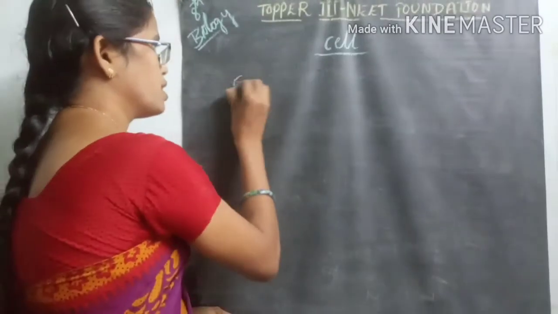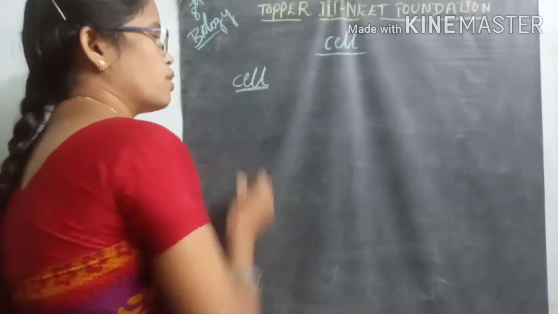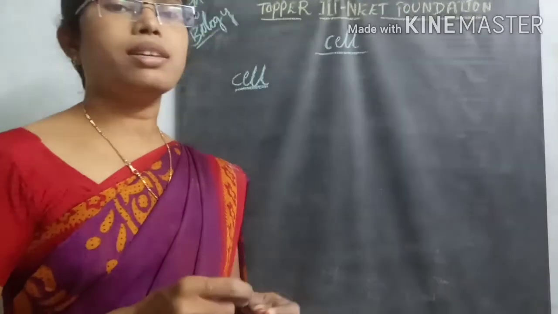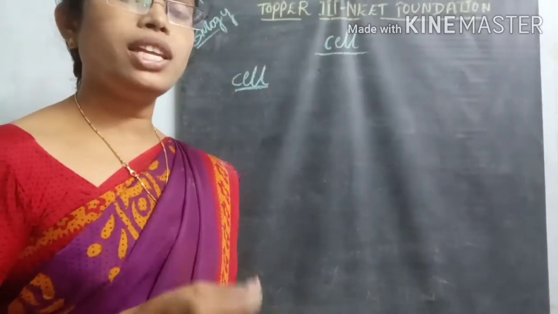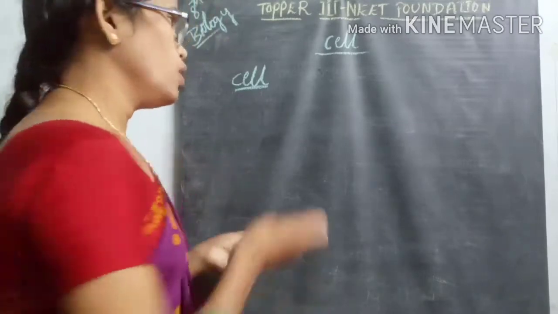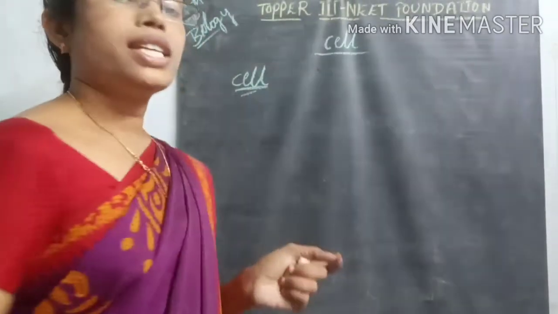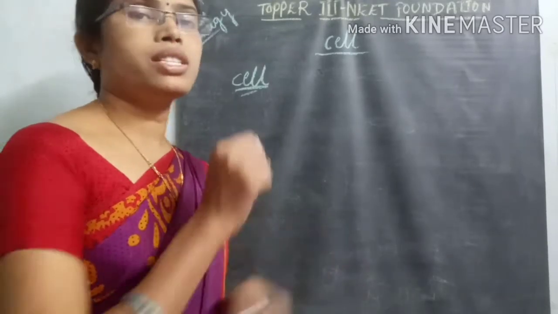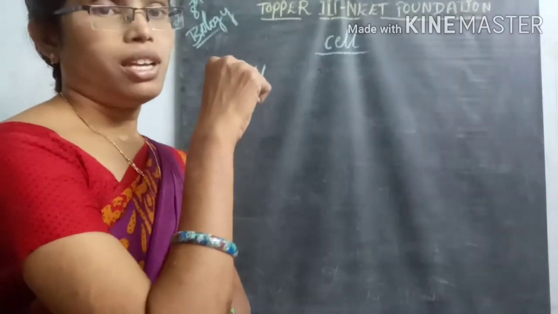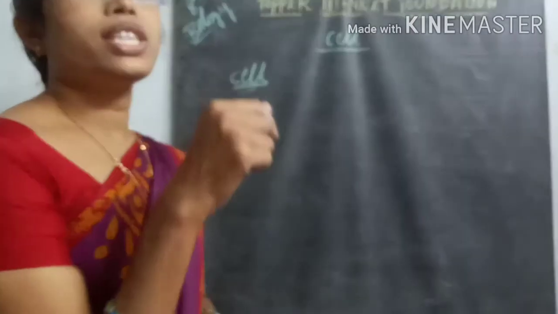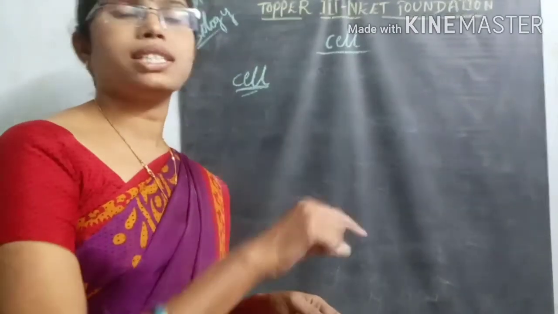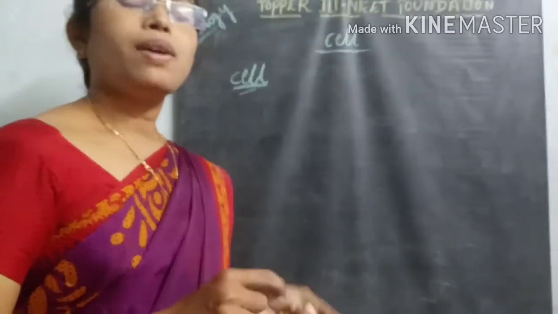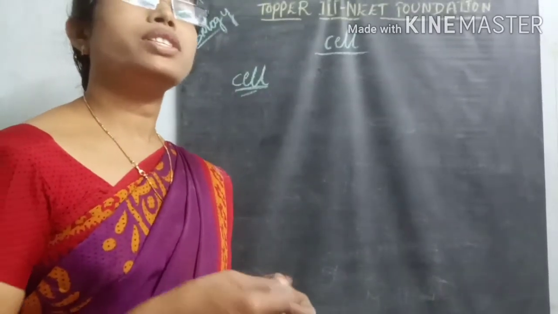What is that part? Cell. For example, simple organisms like amoeba or euglena contain only one single cell. That single cell is able to perform all the functions inside the body. Likewise, when you look at complex organisms, there are also so many cells in them.